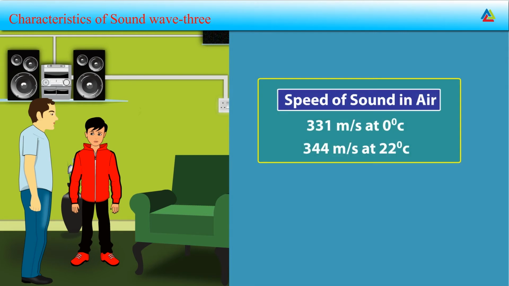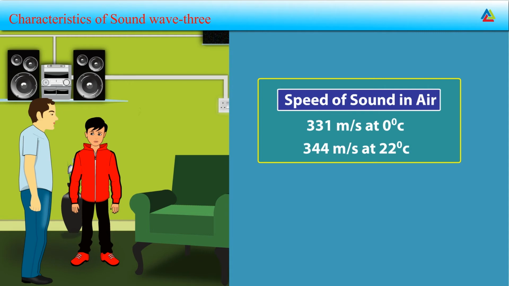For example, the speed of sound in air is 331 m/s at 0 degrees centigrade and 344 m/s at 22 degrees centigrade. The speed of sound decreases when we go from solid to gaseous state.